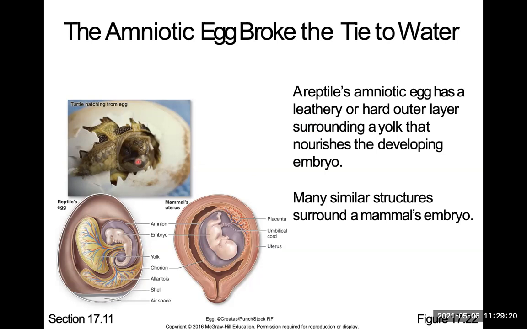And this is a turtle egg. So it's a leathery, hard outer layer surrounding the yolk that nourishes the developing embryo. Therefore, they don't need water, because they don't have to worry about the embryo drying out. Some similar structures around the mammal's embryo. So that's being shown right here.